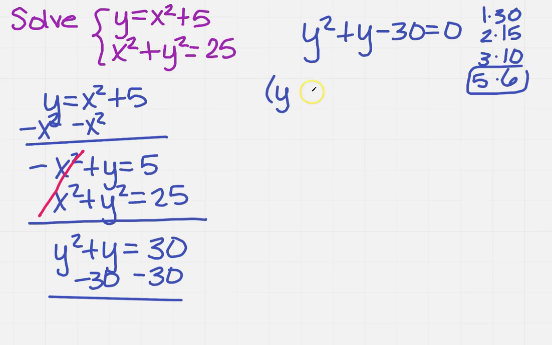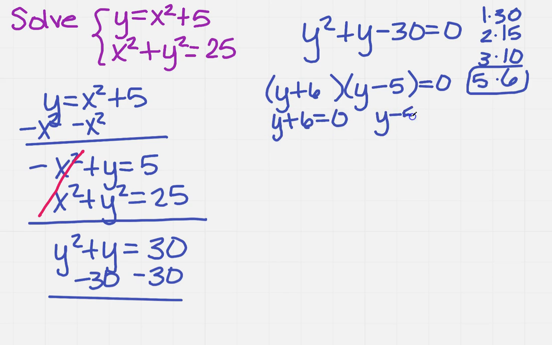So I've got a y and I've got a y. Remember I said the signs are different. The larger is positive, so I've got plus 6 and minus 5. So I'm going to set each one of these equal to 0 and solve. So y equals minus 6, y equals 5.